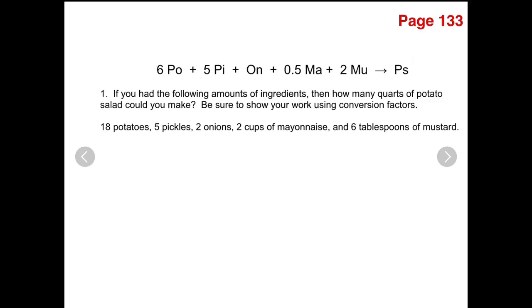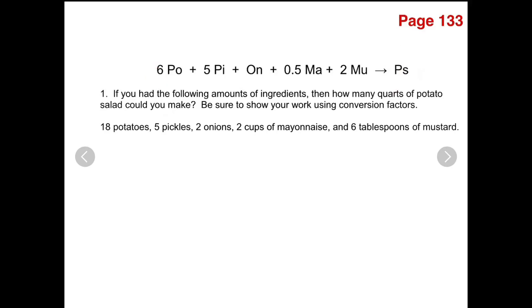So similar to when you're looking at the number of wheels to the number of bicycles that can be made versus the number of frames to the number of bicycles that can be made, we are going to do the same thing, but in this case we're going to look at all of these 5 ingredients at the same time. Okay, so we're going to compare all of these to the number of potato salads. Okay, so this is how you would set up the chemical reaction as well.